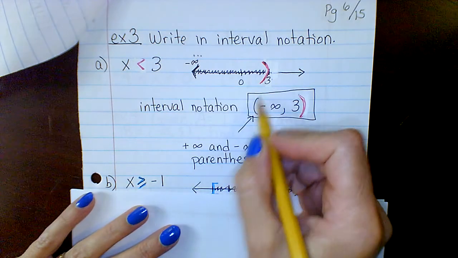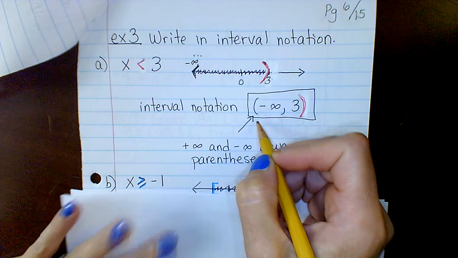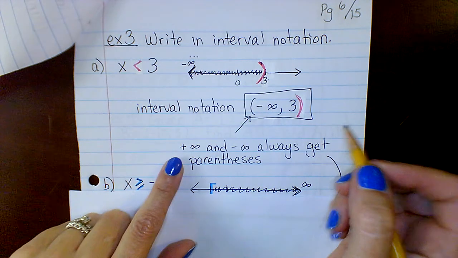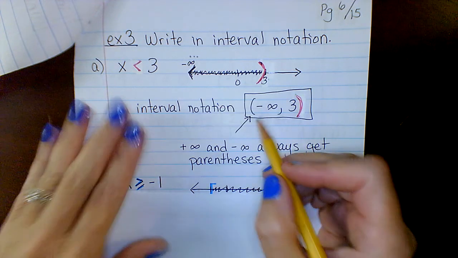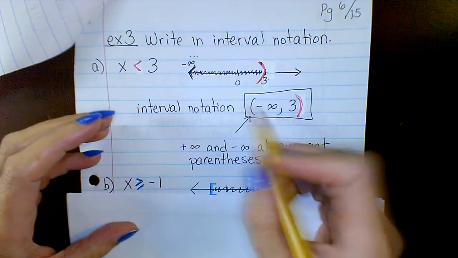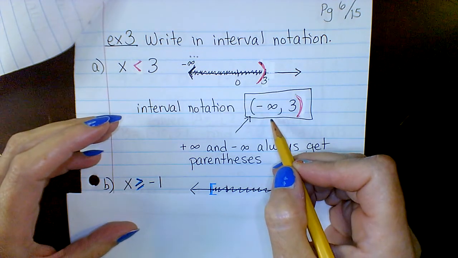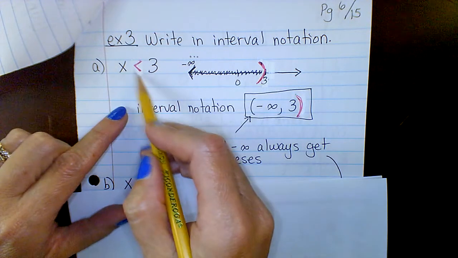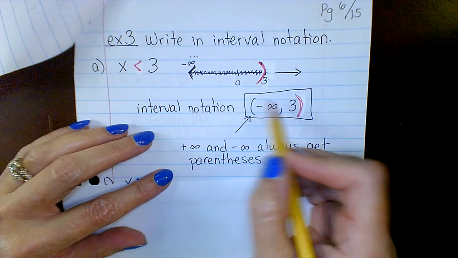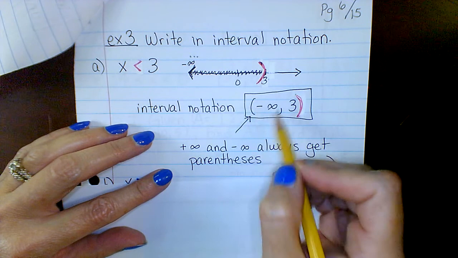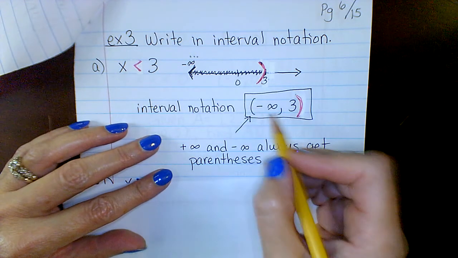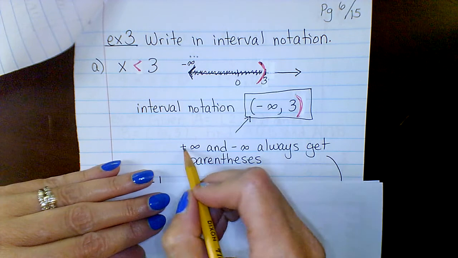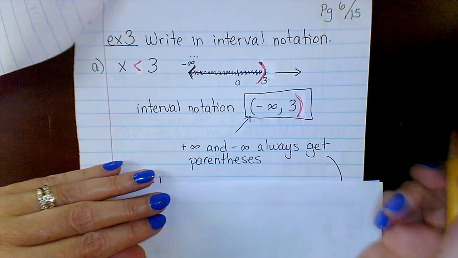Look, negative infinity gets a parenthesis. How do you know if it gets a parenthesis or a bracket? Well, positive and negative infinity always get parentheses. That's because they're not numbers that can be included. The bracket is going to include a number if there's an or equal to. Negative infinity and positive infinity are not numbers. They are symbols that represent unrestricted growth in either the positive or negative direction. They're not actually numbers.